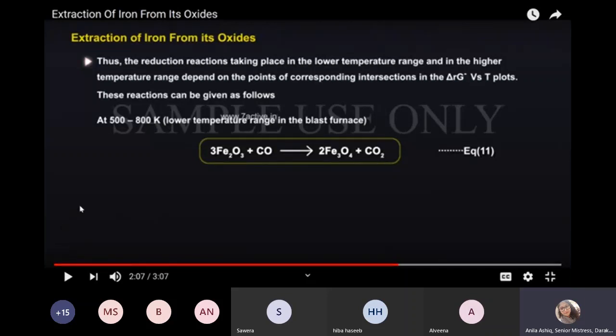Less dense as compared to iron. Briha, not less dense overall in comparison to iron. That is why it can stay on the top of the iron. They both are heavy. They both have densities.